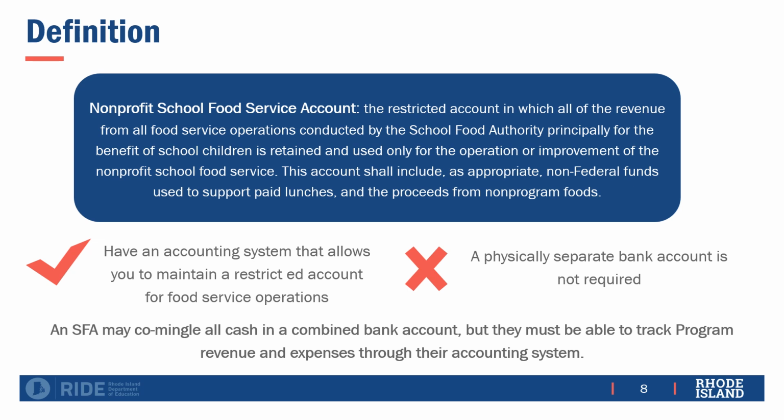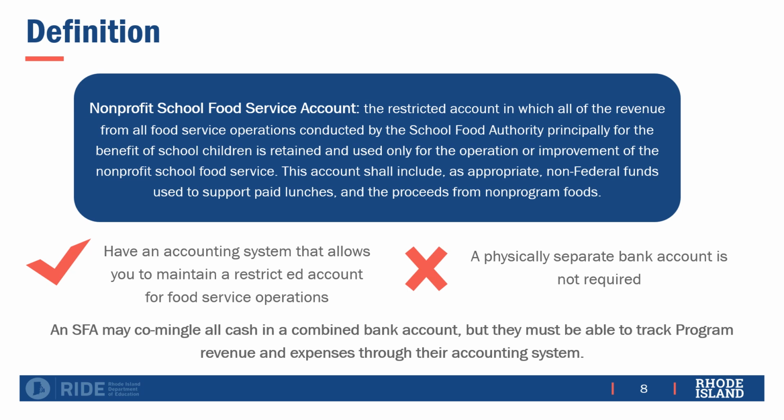In other words, this is the account that an SFA must maintain in support of the federal funded child nutrition programs, and funds within the account must only be used in support of those programs. Revenues deposited into the nonprofit school food service account will include all revenues accrued in relation to the child nutrition programs, whether federal or local sources.